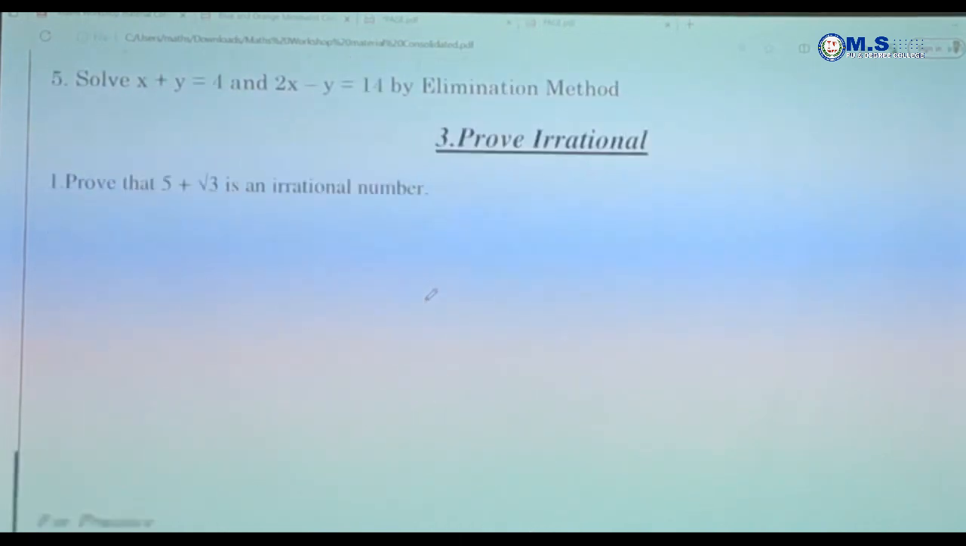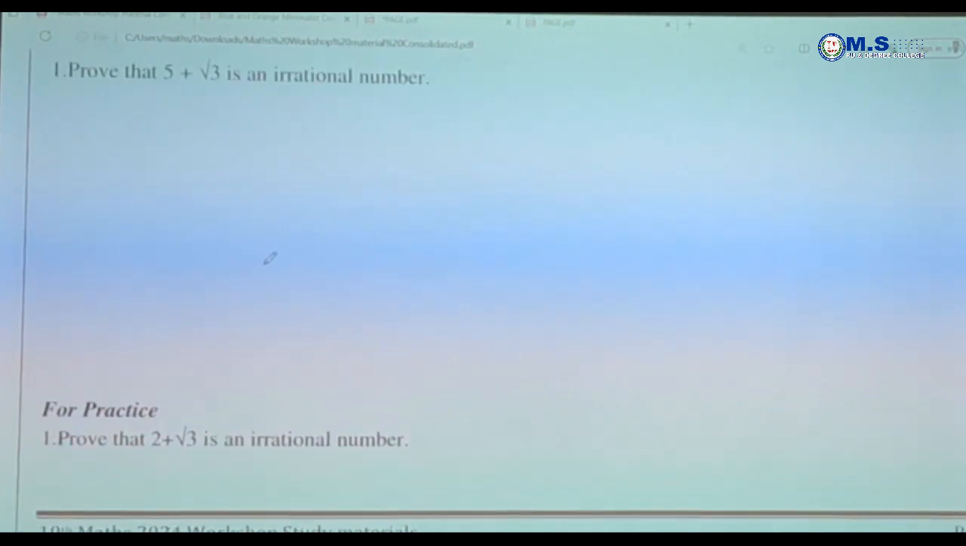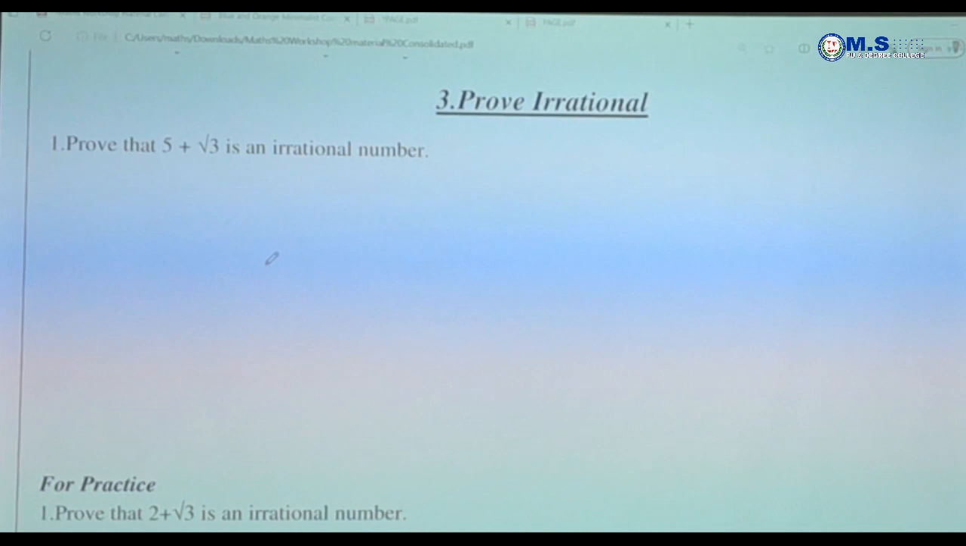Next, prove irrational. Always a simple question you will get. So hopefully you know how to solve it. Very simple it is. So what will you do? What is the first step? See, root 3 is an irrational number, meaning you cannot come out of the root. If you come out of the root, the answer will be in decimals, and that will be non-recurring and non-terminating.